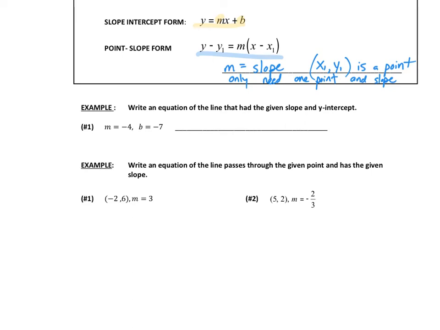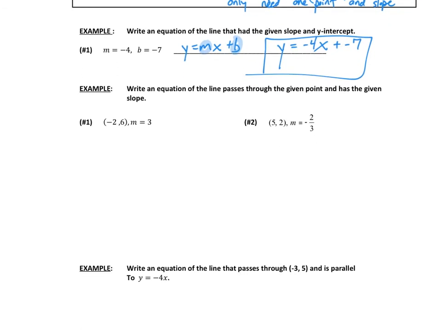Okay, so in the example, write an equation of the line that had the given slope and y-intercept. So what you would do is you would take y equals mx plus b, and what we're going to do is we're going to substitute in for m and for b. So if m is -4, it would be -4x, and if b is -7, it'd be plus -7. So we would get y equals -4x plus -7. So if they give us the slope and the y-intercept, it's really that simple. You just plug them in. But most times, it's not that simple.